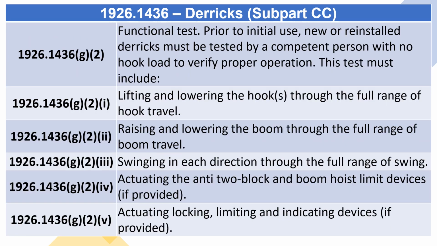1926.1436(g)(2) Functional test. Prior to initial use, new or reinstalled derricks must be tested by a competent person with no hook load to verify proper operation. This test must include 1926.1436(g)(2)(i) through (g)(2)(v): Lifting and lowering the hooks through the full range of hook travel. Raising and lowering the boom through the full range of boom travel. Swinging in each direction through the full range of swing. Actuating the anti-two block and boom hoist limit devices, if provided. Actuating locking, limiting, and indicating devices, if provided.